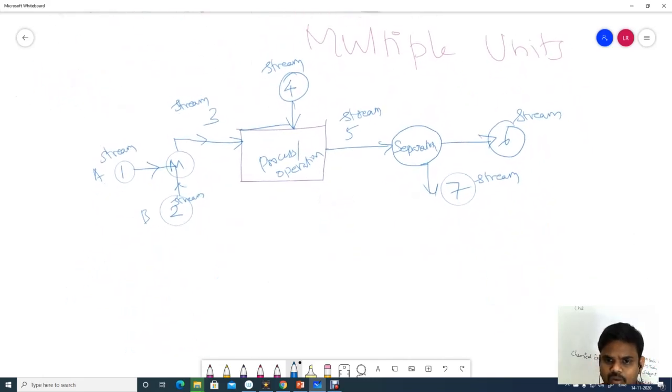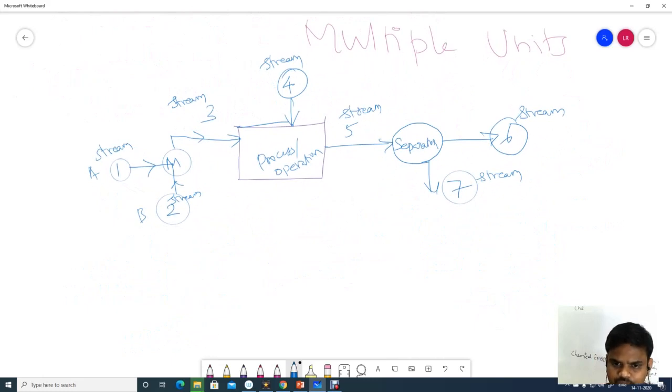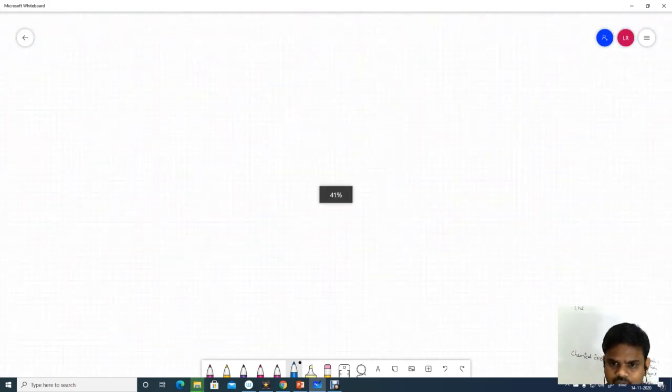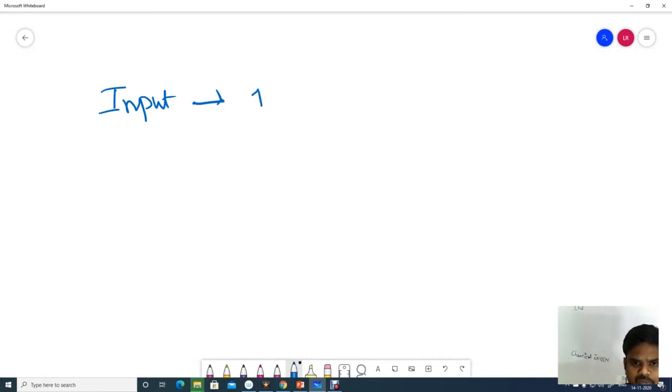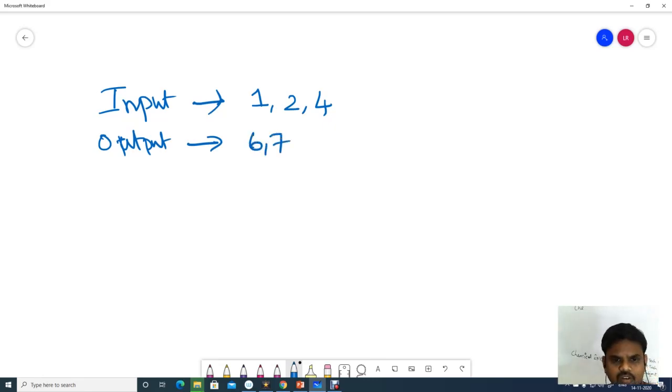How to do overall material balance for the system? How many inputs are there in this system? So here input streams are 1, 2 and 4. These are input streams. What are the output streams here? Output streams are 6 and 7. Okay, so we have input streams 1, 2 and 4, output streams 6 and 7.